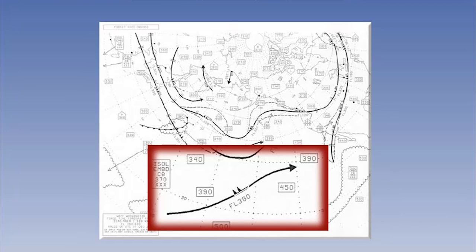The decoding and understanding of these charts is explained in the flight briefing section of this CD-ROM. Let's now list the different jet streams we find across the Earth and explain their formation.